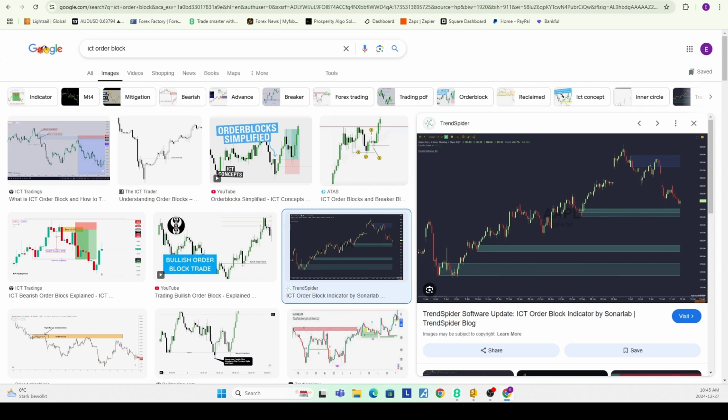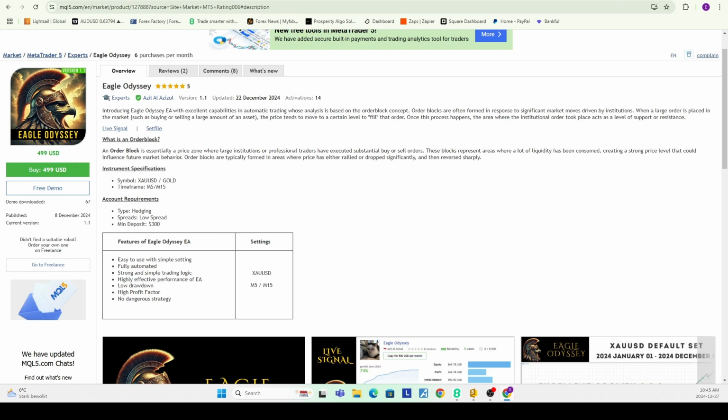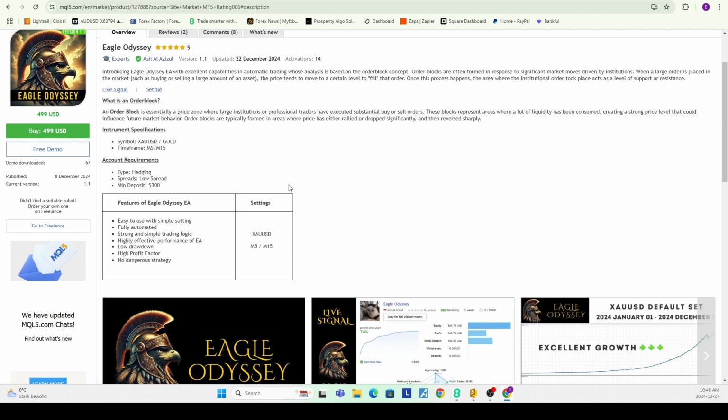But we can go back to the sales page here to see if we have any more indication on how exactly it works. So it trades gold, another reason why I was interested in it, on the M5 or the M15 time frame. And once again, he's really discussing that this is an order block based system, and order blocks are a price zone, and this is where institutional or professional traders would have a lot of different orders, or there could be areas of resting liquidity. So all of which makes sense and is based on a strong technical analysis premise.